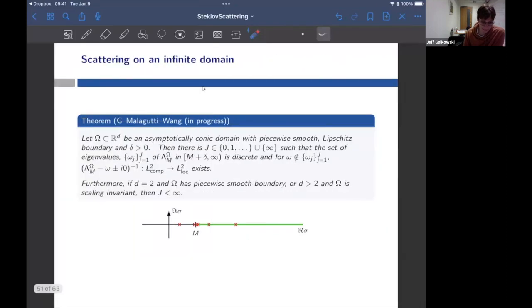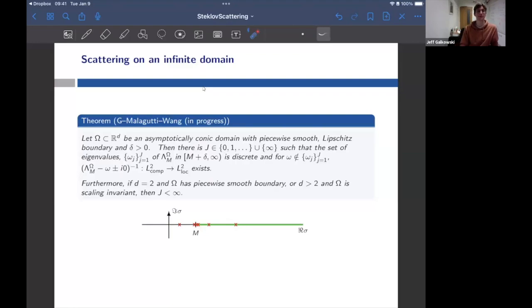And in fact, in nice cases, so if the dimension is 2 and you have a piecewise smooth boundary, or the dimension is bigger than 2 and say you have the cone, then you know that there are only finitely many of these eigenvalues above M plus delta. Again, at the moment, we don't really know what's happening near M, although I would be very surprised if you can have accumulating eigenvalues from the right, at least. In fact, if I had to guess, I'd say there are probably no eigenvalues in the continuous spectrum at all. But again, we can't show this.